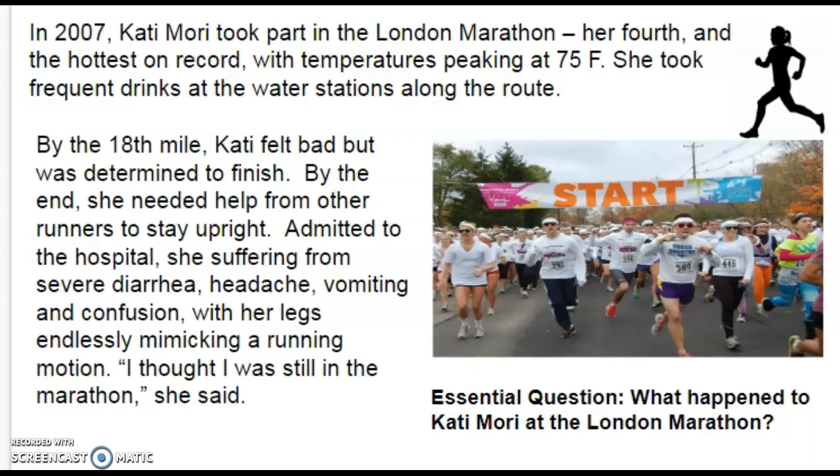By the end, she needed other runners to help her stay up. She was admitted to the hospital, and her symptoms were severe diarrhea, a headache, and vomiting. She was very confused, and her muscles weren't working correctly. Okay, so for the rest of this PowerPoint, we're going to talk about homeostasis. The point of this is Katie's body was not at homeostasis.